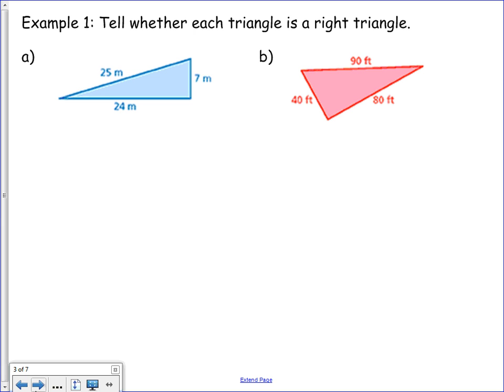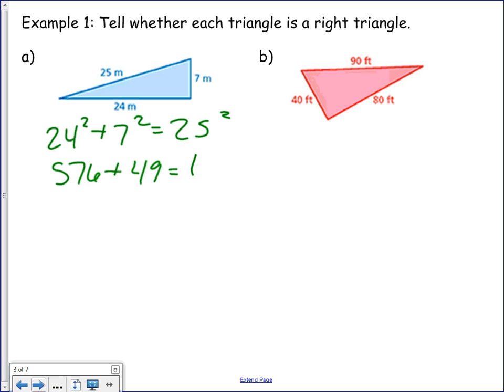Okay, we'll do an example. So for A, we have a triangle of side lengths 7, 24, and 25. The 25 is the hypotenuse, so we have to see, is 24 squared plus 7 squared equal to 25 squared? If it is, then yes, that is indeed a right triangle. If it is not, then no, it's not a right triangle. So 24 squared is 576, 7 squared is 49, 25 squared is 625. When we add 576 and 49, we also get 625. Since 625 equals 625, yes, this is a right triangle.